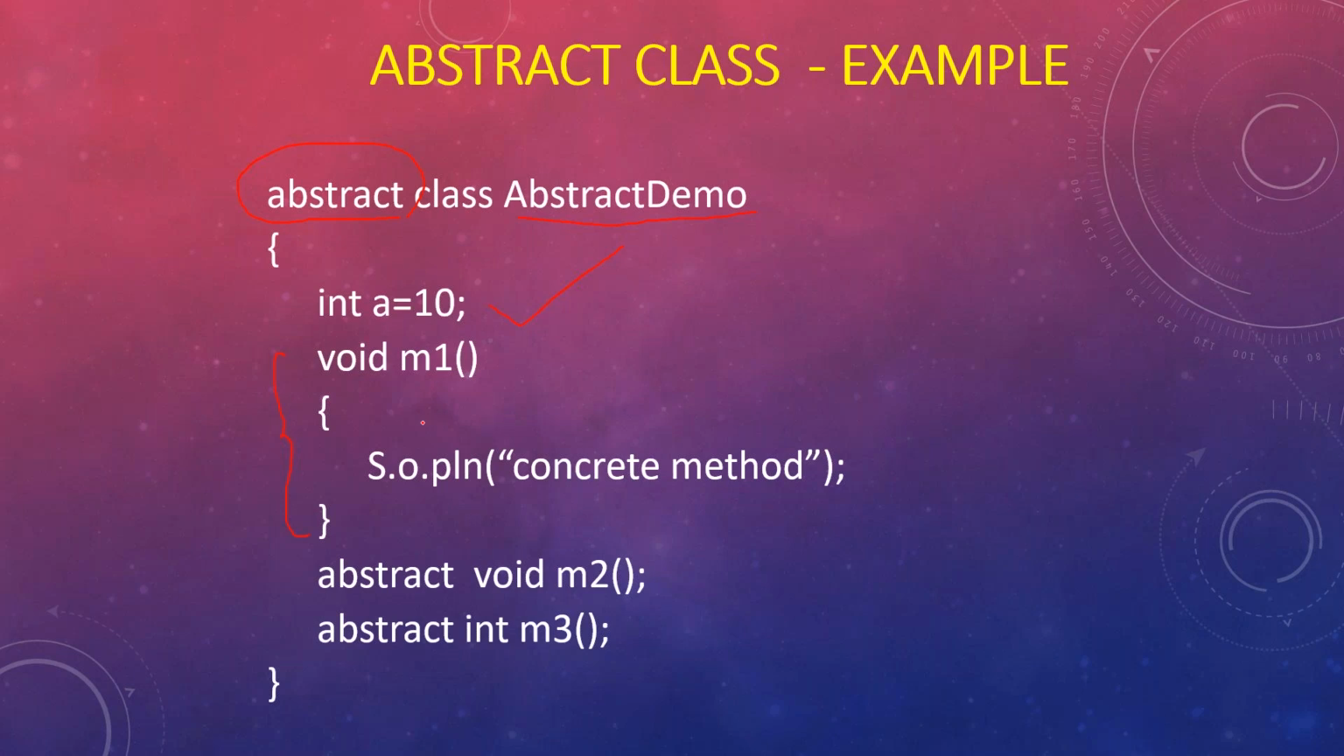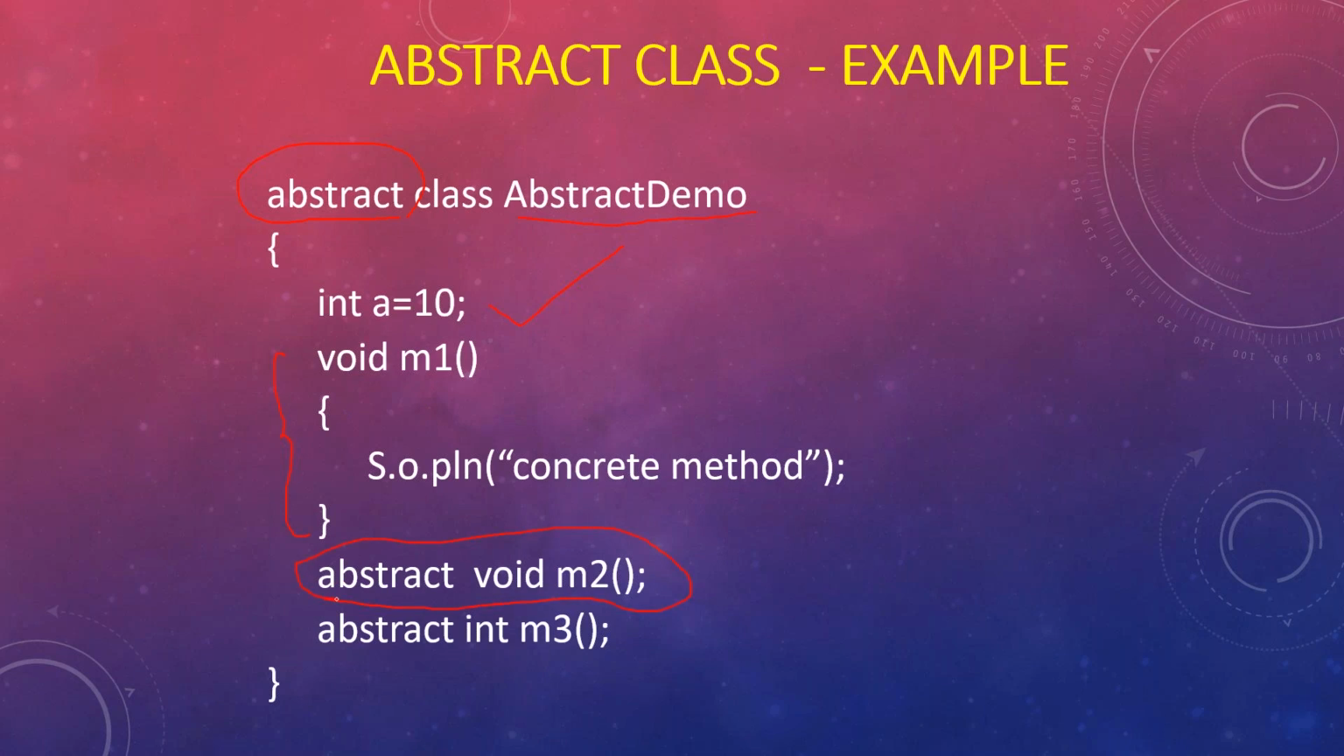Can I call M1 as a concrete method? Yes, I can call M1 as a concrete method, a method which has a definition. If I open and close flower brackets for a method, it is a concrete method with an implementation given. So I can call this an instance method as well as an example of a concrete method. Now coming to the next one, what is this method?